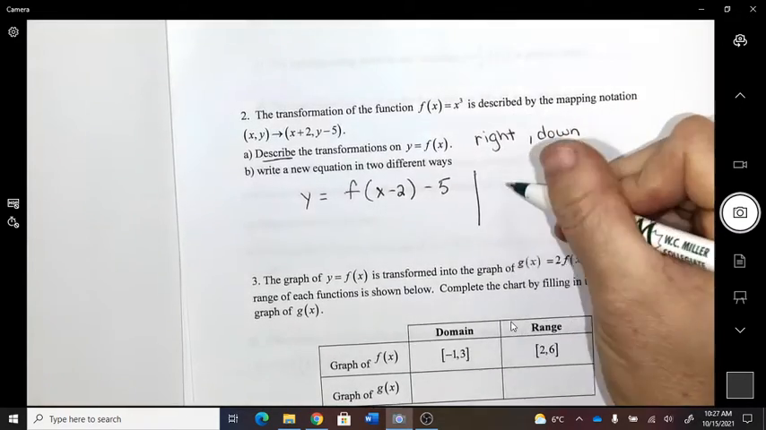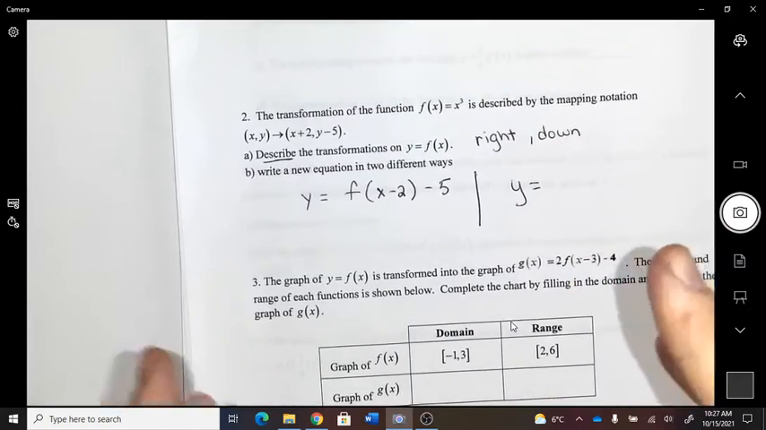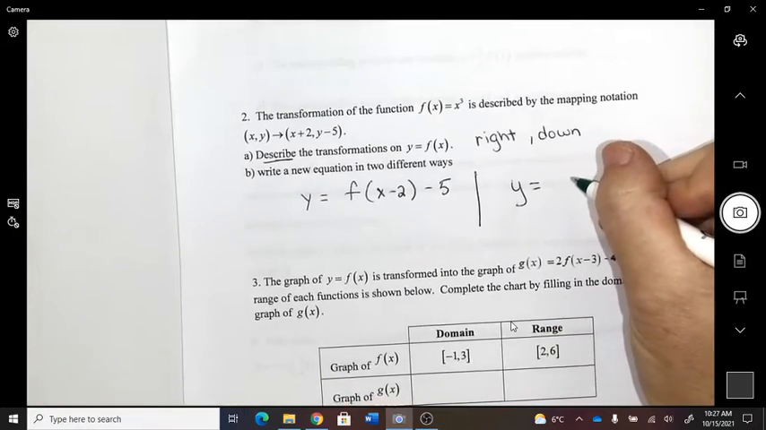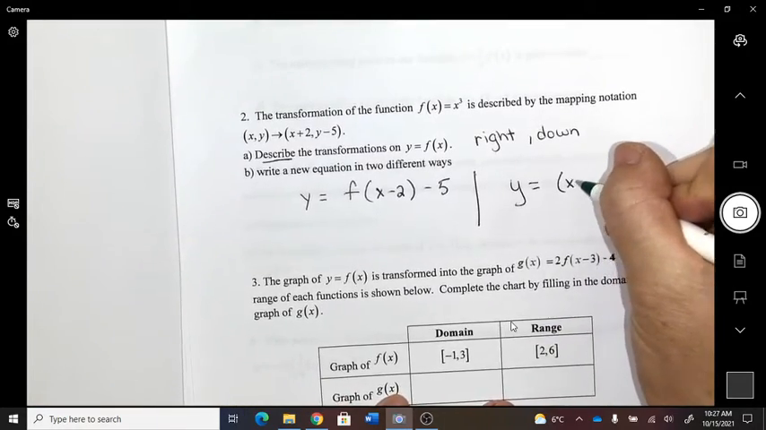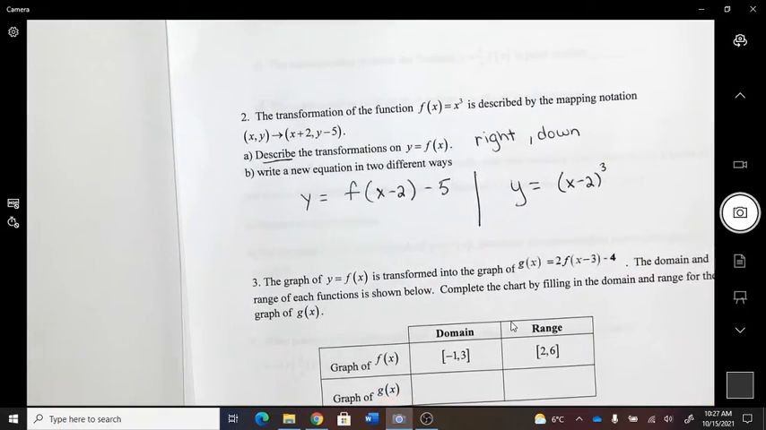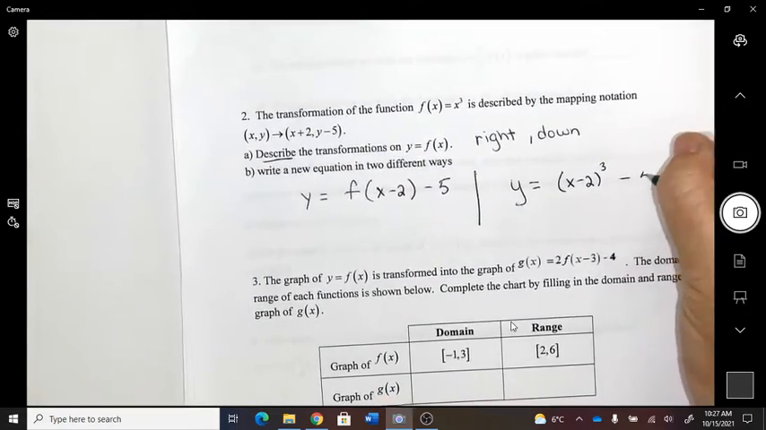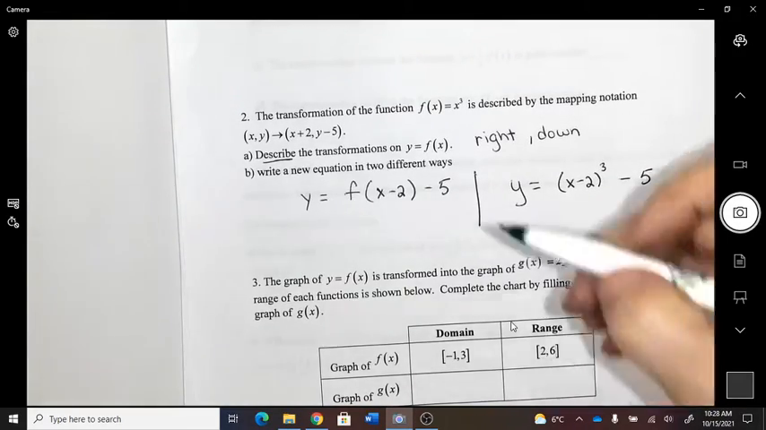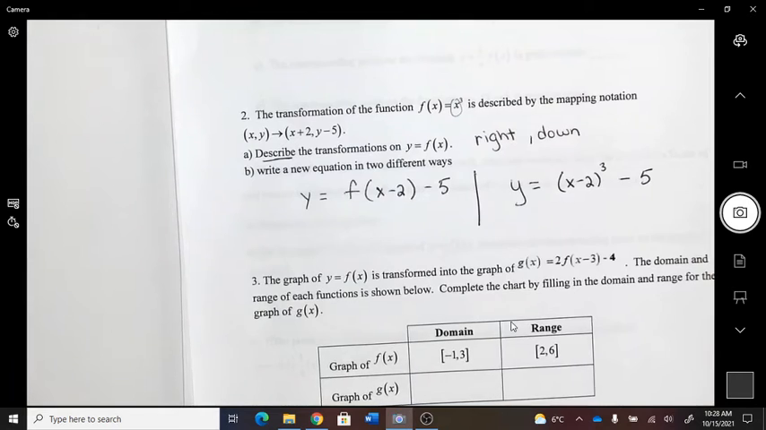Or I could have wrote it using the x cubed and keeping the original function. So instead of x cubed, I'm going to write x minus 2 cubed minus 5. So I'm replacing the x with x minus 2. Okay, so that's 2 different ways to write it.